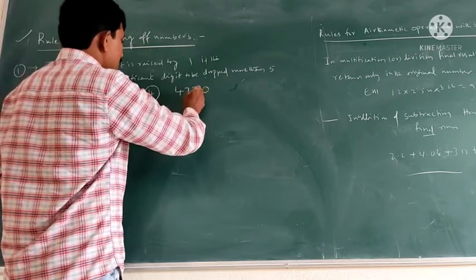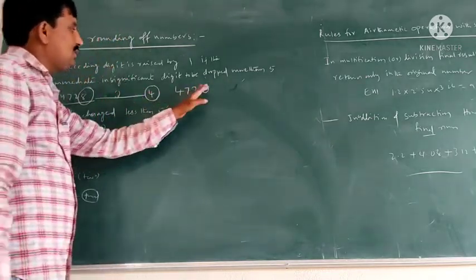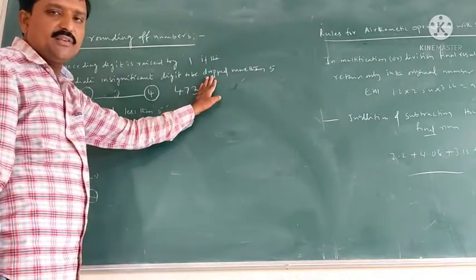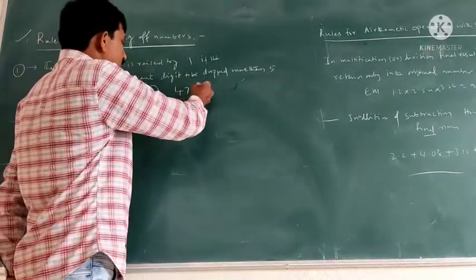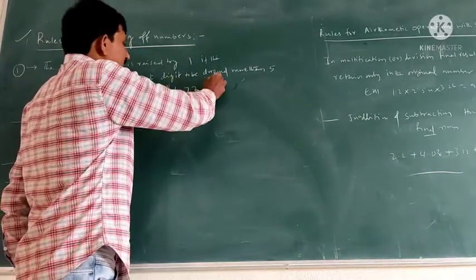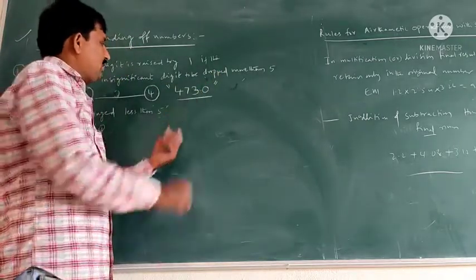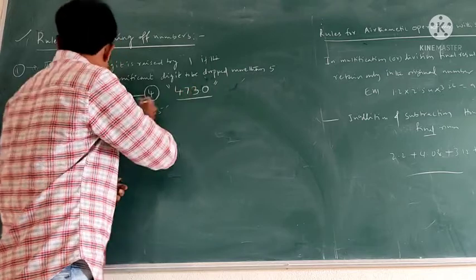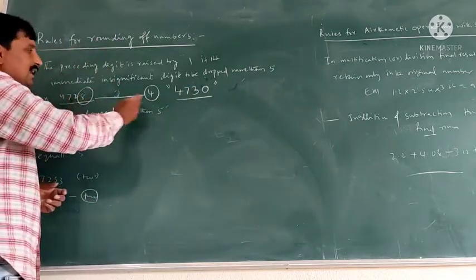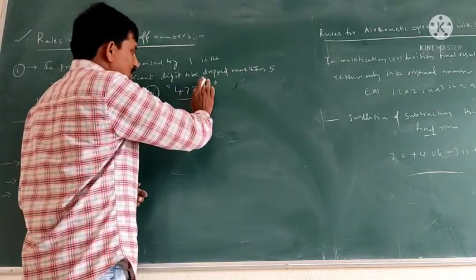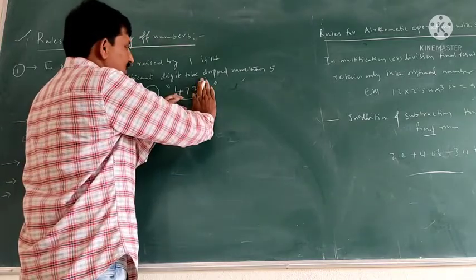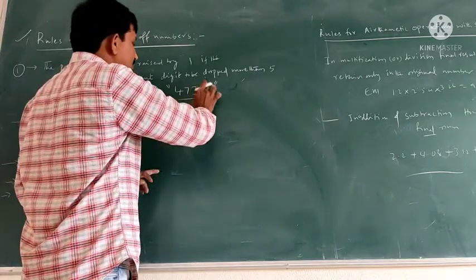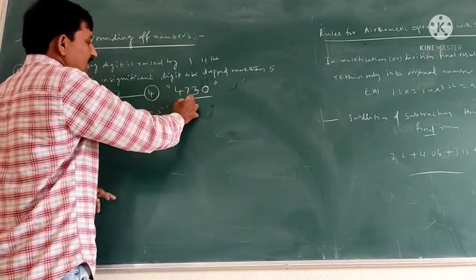Then 0. Why do we write 0? The 0 is not a significant figure. We just add the 0 as a place value, since here the digits are in thousands. That's why we wrote a 0 here. Without the 0, it would be in hundreds. So how many significant figures are there?